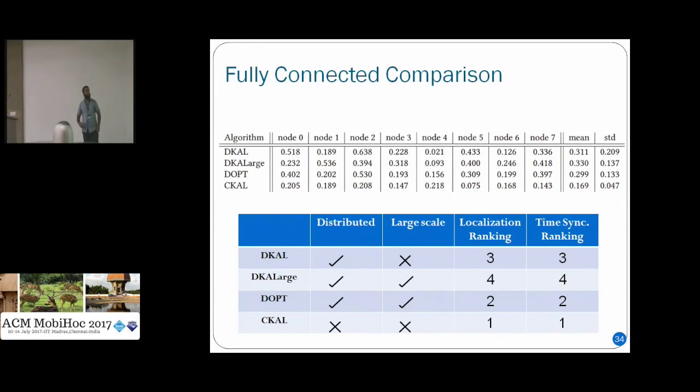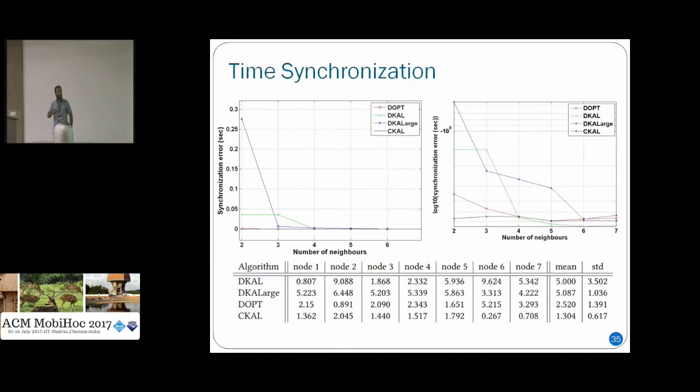Here is the summary of the fully connected comparison for the static nodes. We implemented a centralized Kalman filter as a comparison with our algorithms. Of course, the centralized one is the best. Then we find D-Opt in second rank, then DCAL, and then its approximation DCAL large, with the same ranking in the time synchronization. We achieved about 5 microsecond time synchronization, D-Opt achieved 2 microseconds, and the centralized one provides 1 microsecond.